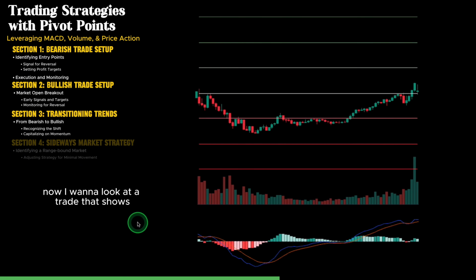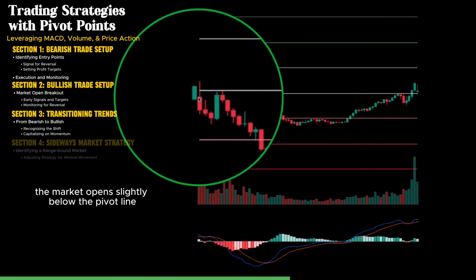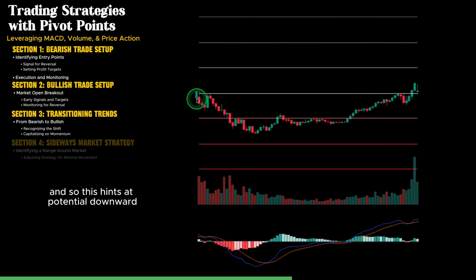Now, I want to look at a trade that shows bullish and bearish trading in the same day, so a shift in trends. The first thing that you're going to see is the market open slightly below the pivot line. And so this hints at potential downward bearish momentum as we move forward.